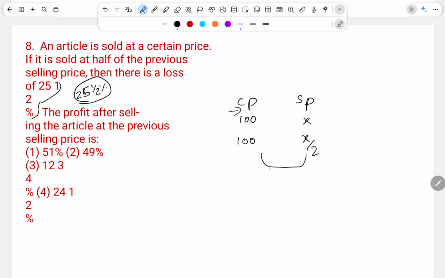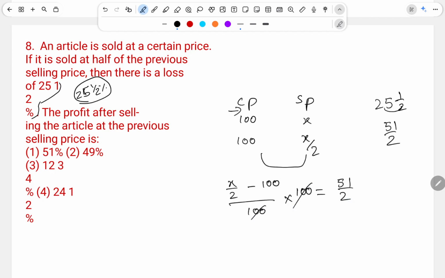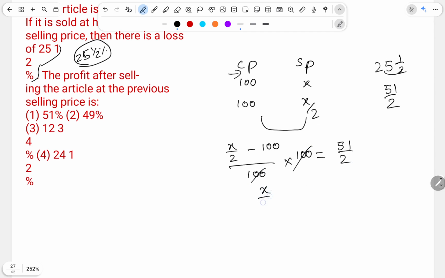Now it is sold. Like now, what is the profit percentage formula? X by 2 minus 100 by 100 into 100 is equal to, what is the profit percentage? 25 1/2. 25 into 2, 50 plus 1, 50 1/2. Given that. Now 100 got cancelled. We got X by 2 minus 100 is equal to 50 1/2.